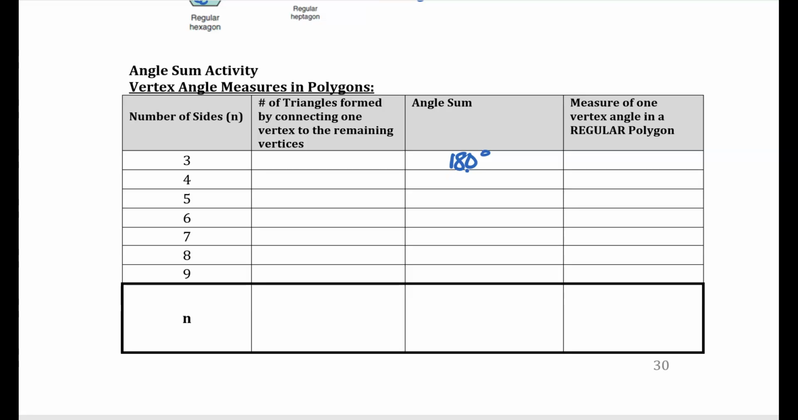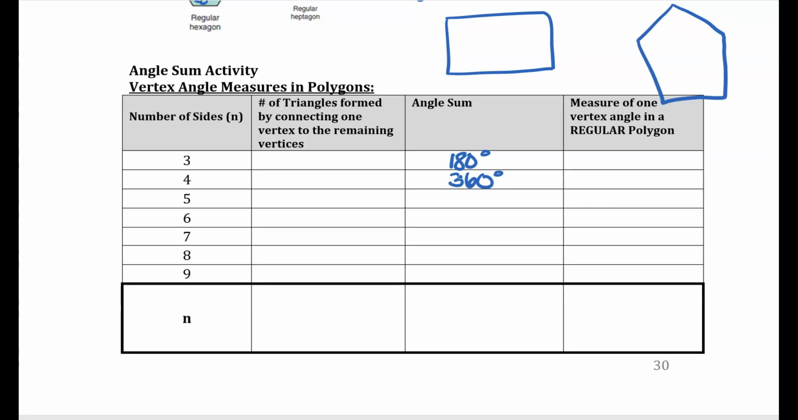We find the angle sum inside of a four-sided figure. That could be a rectangle, a square, or a trapezoid. We see that the angle sum there is 360 degrees. In a five-sided figure, we add up those angles, this angle, and this angle, and this angle, and this angle, and this angle. We add those up and we get 540.